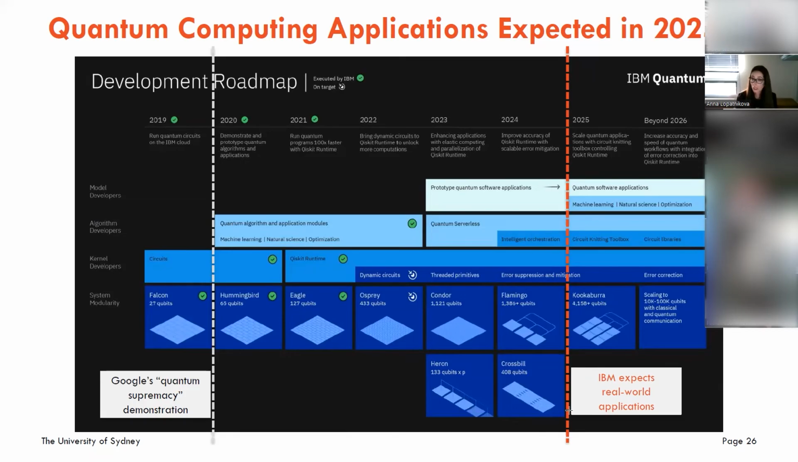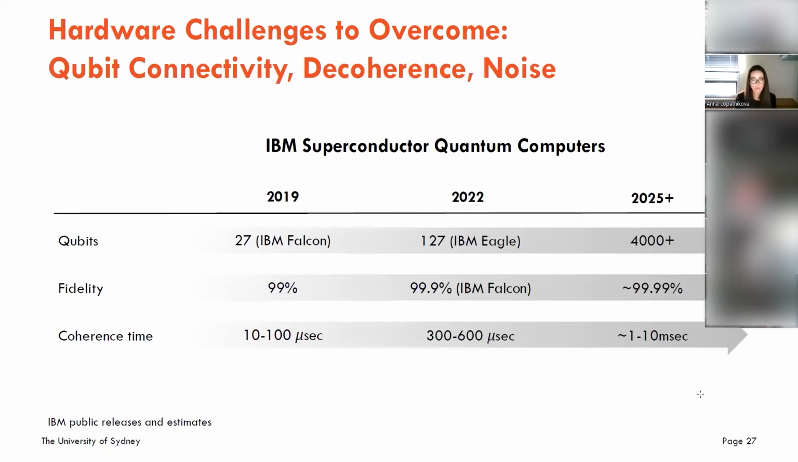Well, IBM expects real-world applications by 2025. And so far, they've been pretty decent at meeting their milestones. So we shall see. But this is only a couple of years. It's surprising, but that's what they say. So we will watch the space.